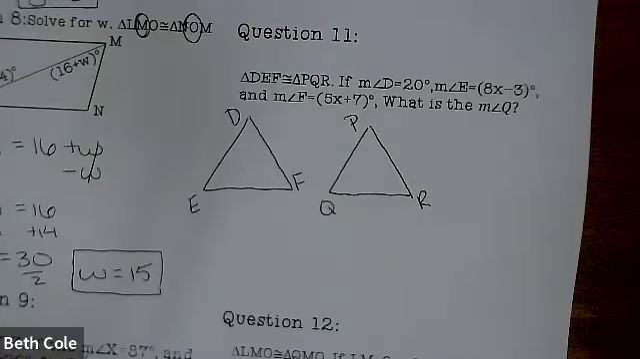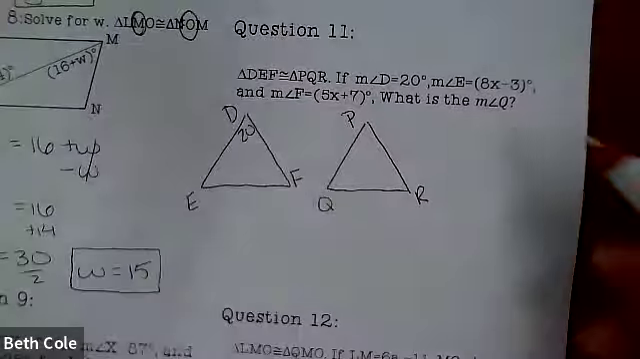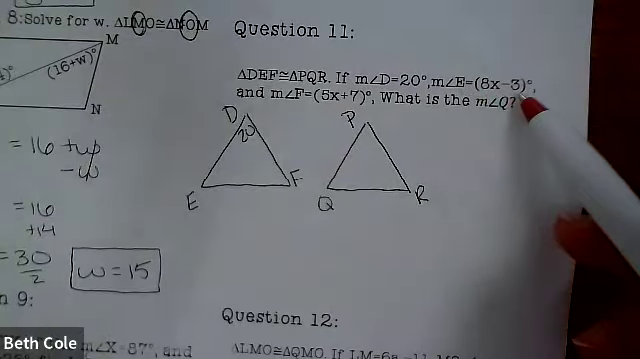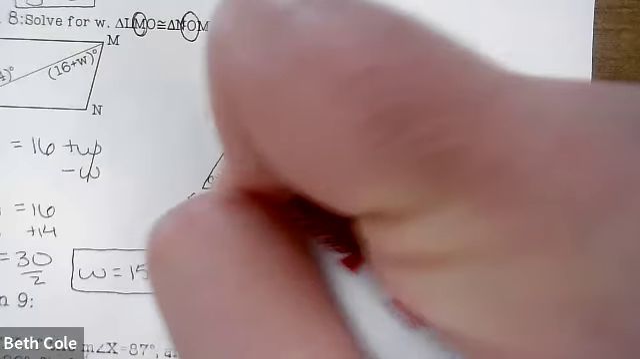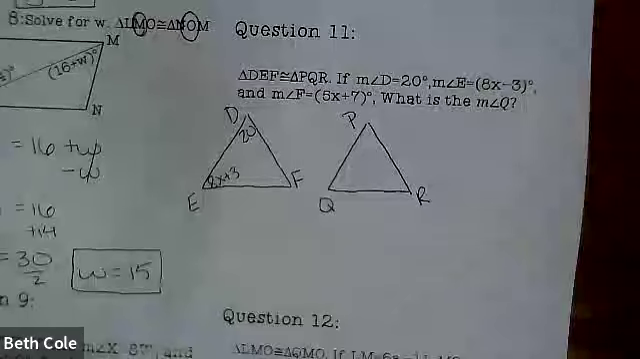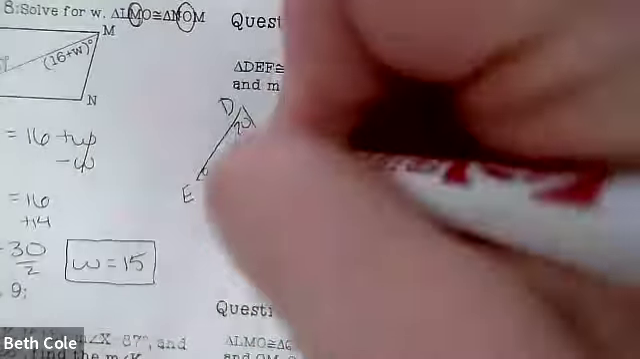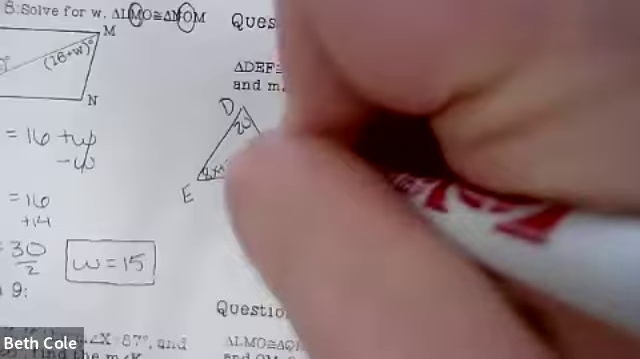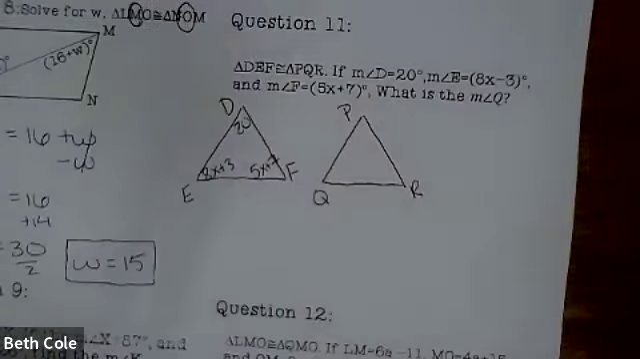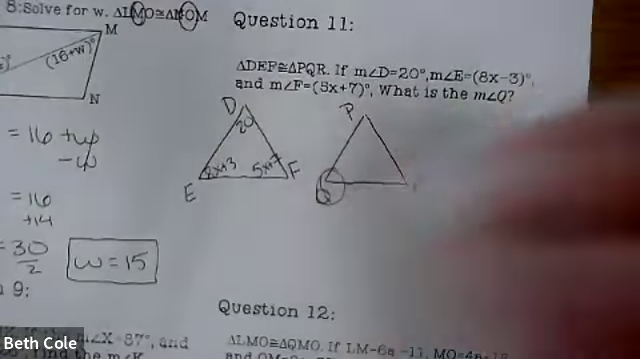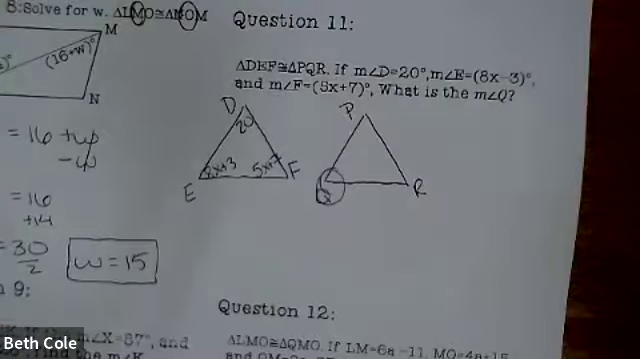All right, so let's plug in all the stuff that they gave us. D is 20. Angle D is 20 degrees. E is 8x minus 3. And F is 5x plus 7. What is the measure of angle Q? First thing we're going to have to do is find x. And I will put this one in the calculator. We'll just write out the setup and then I'll put it in the calculator.